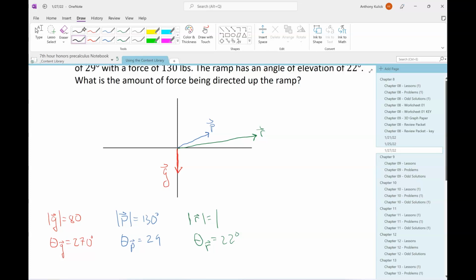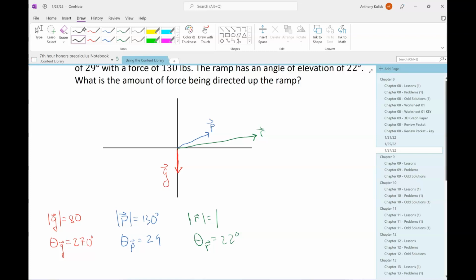So let's talk about what's going on here then. There's kind of two ways to approach this. Since both gravity and the pull vectors are being applied to the crate, one way we could do this is we could project both of them onto the vector r separately, calculate the magnitudes of those projections, and then think about whether we should be adding or subtracting them.